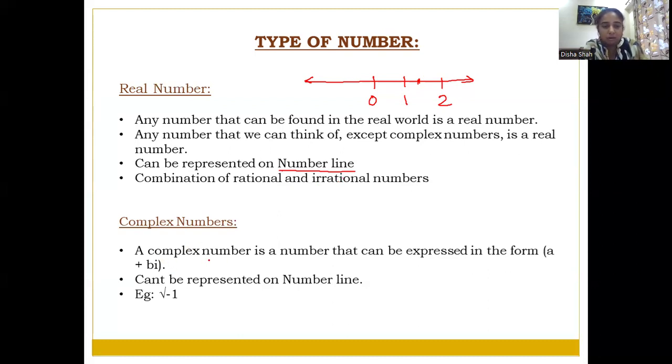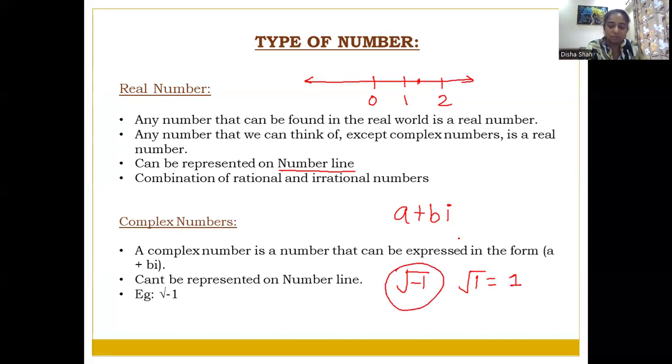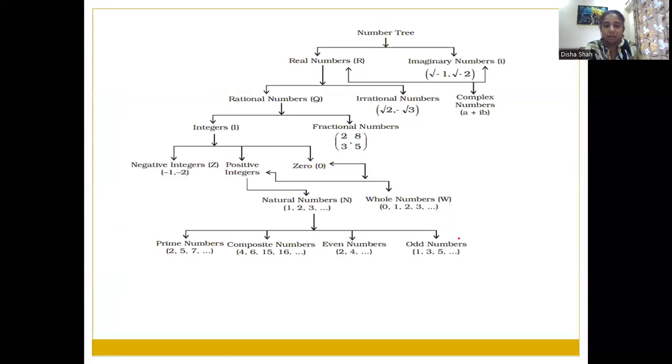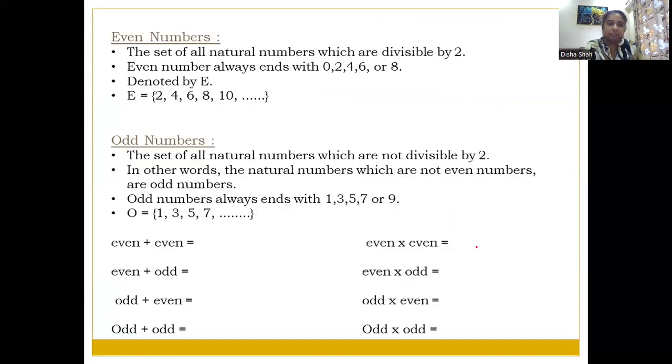Complex numbers. A complex number is a number that can be expressed in the form of a plus bi. उसमें ये i जो होता है ये imaginary number होता है. These numbers can't be represented on the number line. Example of a complex number is under root of -1. Now we know that under root of 1 is 1 only, but under root of -1, कोई भी नंबर का स्क्वायर कभी भी माइनस नहीं होता. So those numbers are called as complex numbers. Next.